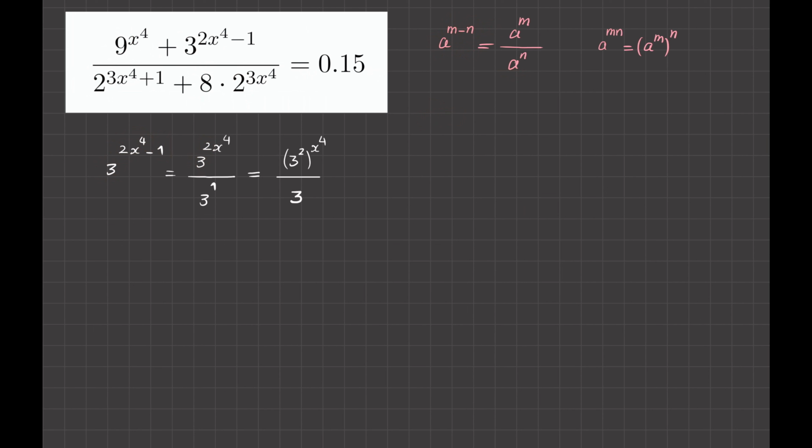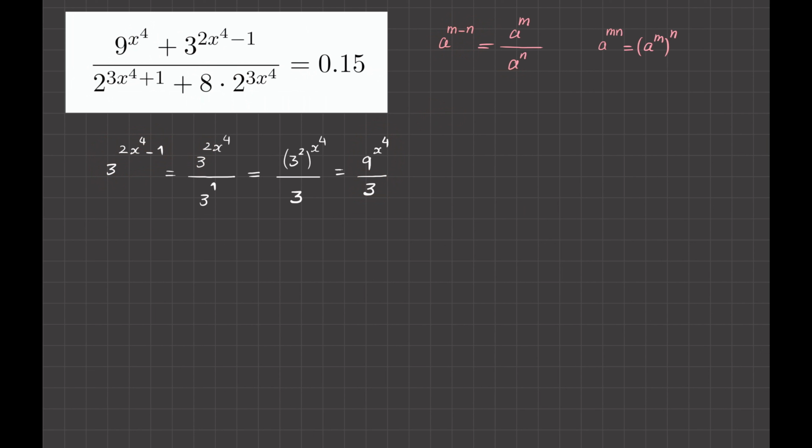Now I can continue. 3 to the power 2 is 9, so it becomes 9 to the x to the fourth divided by 3. So the first term, I will keep it as it is, but I was able to write the second term in this form, which is somehow related to the first term, except that I have a denominator 3, and we will fix it later.